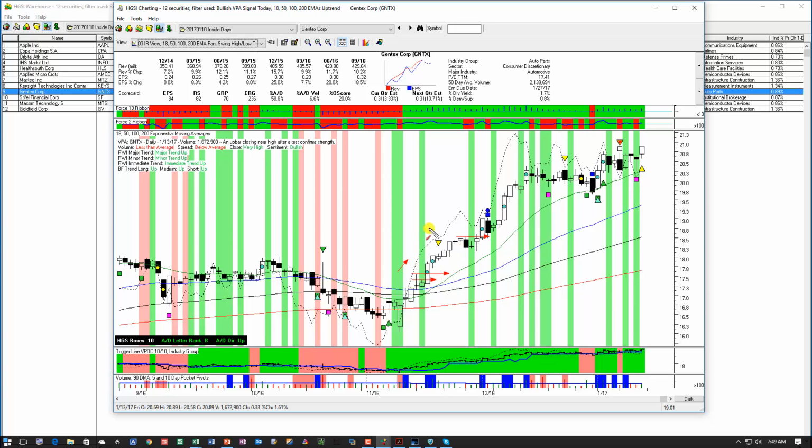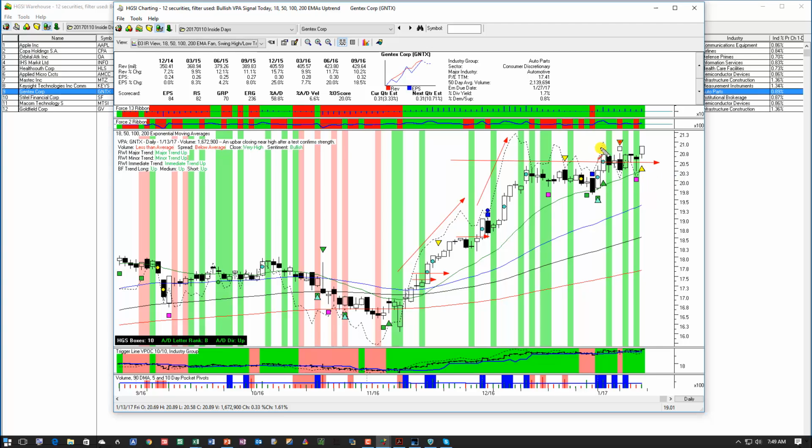Now this line here represents the group. We always, well, I shouldn't say always, but I like to see the group moving with the stock, because a group has a huge influence on the stock. Now look what happens when the group stalls over here. The stock stalls also, because this is part of an industry group.